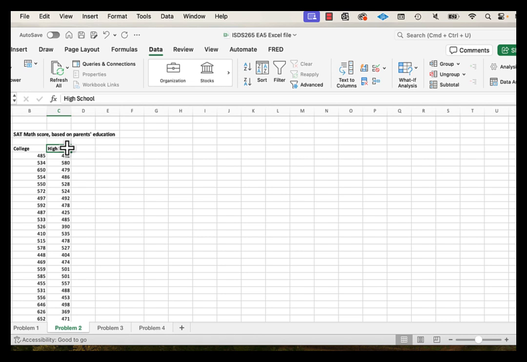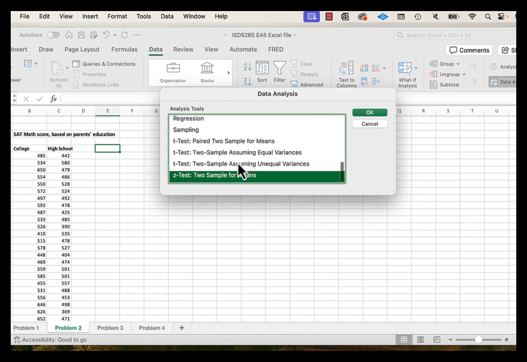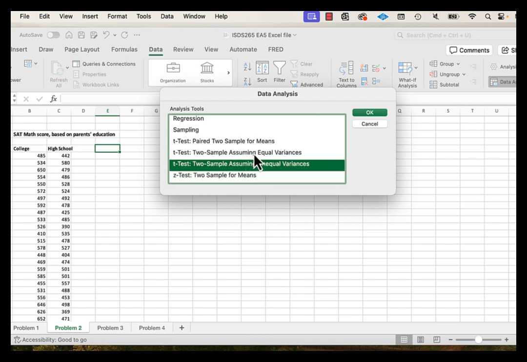Okay, so on this one, we don't have an estimate of the population standard deviation or population variance. So this is not going to be a z-test. It is a two-sample test. It's going to be a two-sample t-test. So on this one, we go over to data analysis, and under data analysis we want a t-test. On this one, we're going to be using a t-test assuming unequal variances, and click OK.